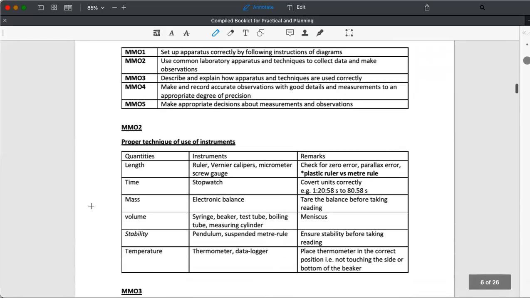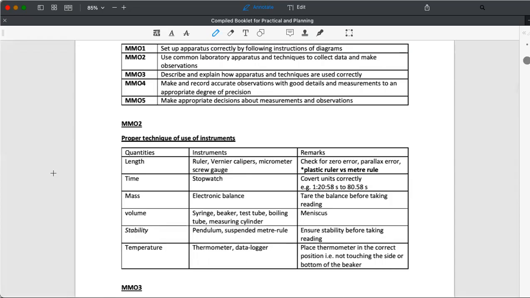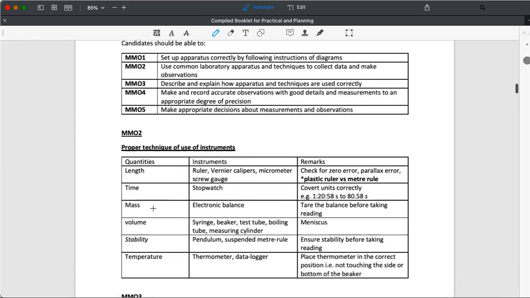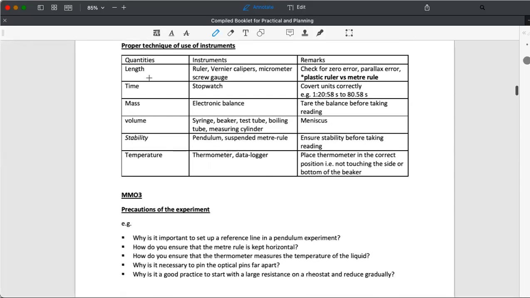Now, it's important to take note of the units. The next thing I want to go through is the common quantity that will appear in your practical, like length, time, mass, volume, and even temperature. So these are the instruments that can be used, and make sure that you are very careful in getting the correct precision of each instrument. For example, thermometer is to 1 decimal place. And so on. Just take note of that.